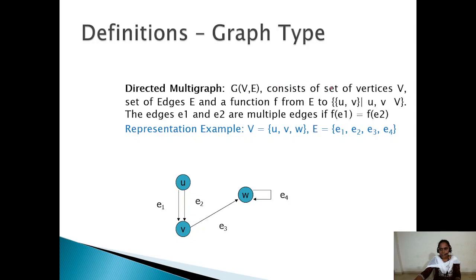The graph consists of a set of vertices V, a set of edges E, and a function f from E. E means edges, U comma V. How many parallel edges are between U comma V? Two, E1 and E2. Multiple edges, f of E1 equals f of E2. Okay, representation of the example. How many vertices? U, V, W. How many edges? E1, E2, E3, E4. This is the directed multigraph.